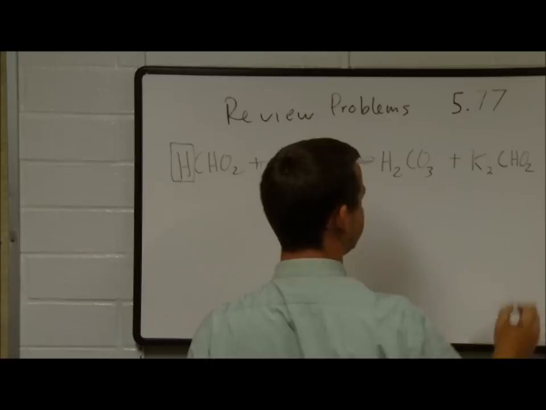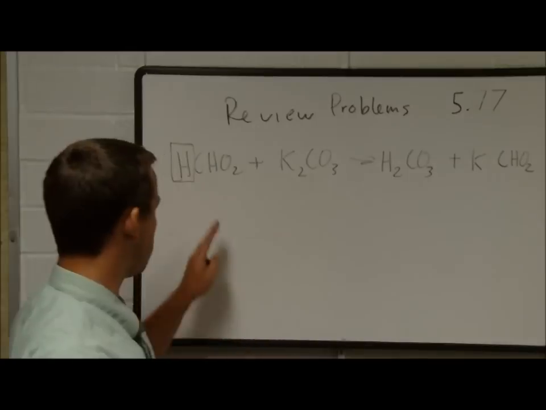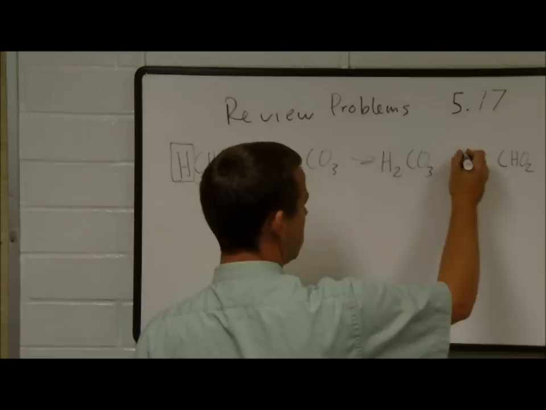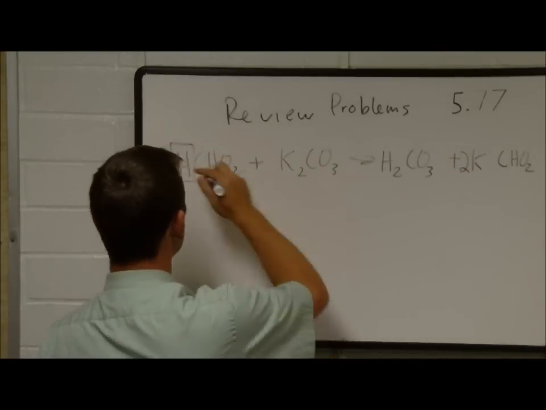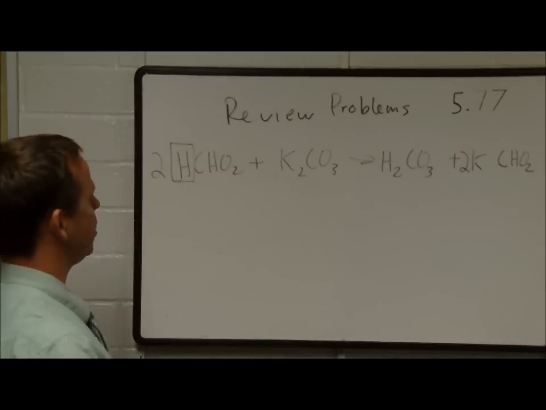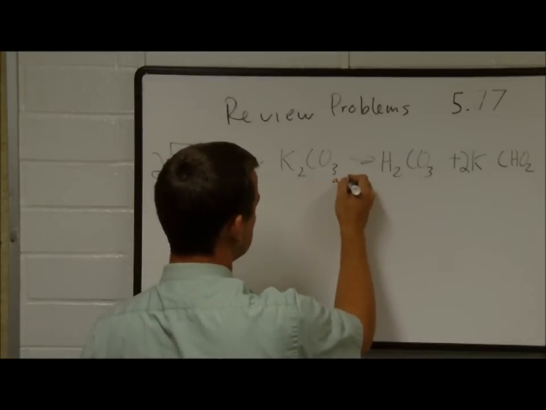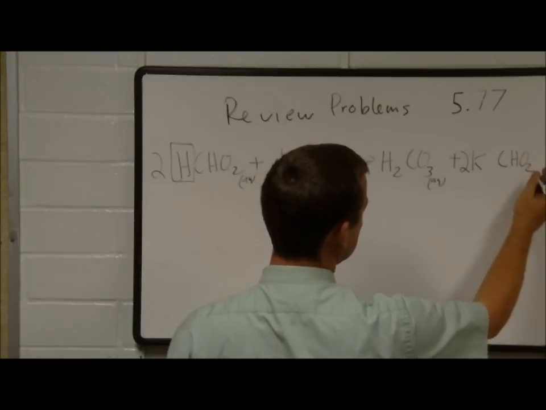Oh, no. KCHO2, right? Potassium has a plus one charge, formate has a minus one charge. But we need to have two of these because we have two of those over here. Carbonate, H plus, we have to have two of these over here. Okay, so this product is aqueous, this is aqueous, this is aqueous, this is aqueous as well.